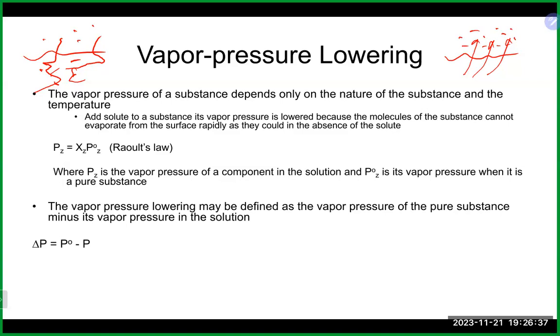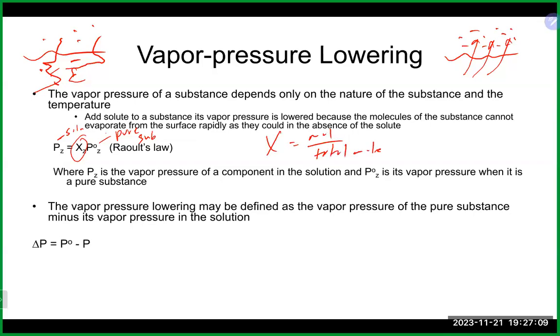So there is a formula here, which is P_Z equals X_Z times P naught Z. That's a lot of Z's, I suppose. P_Z is the vapor pressure of the component in the solution. The naught here is the P_Z of the pure substance. So this is our pure substance, this is our solution, and this is our mole fraction that we just talked about, of our component. Once again, the moles of what you're interested in divided by the total moles.